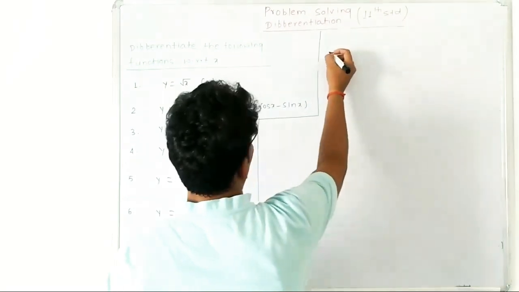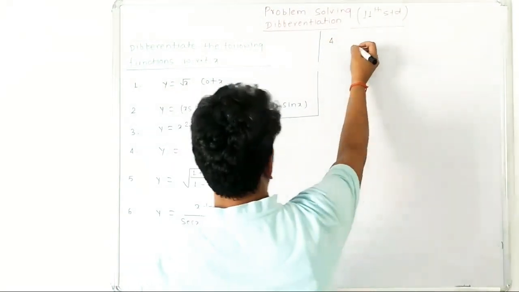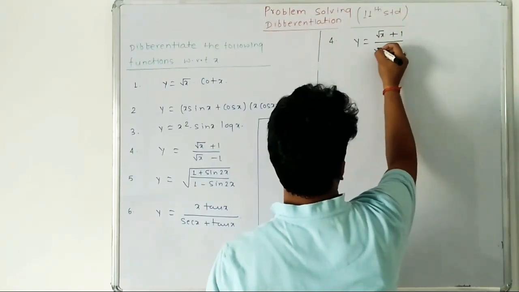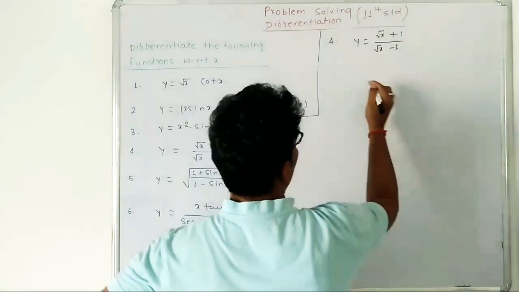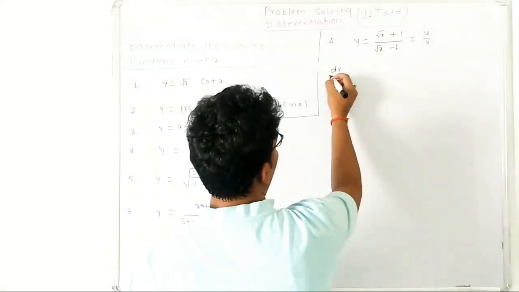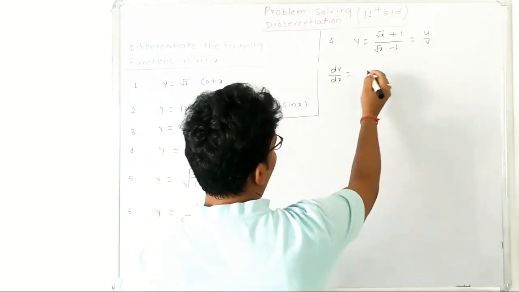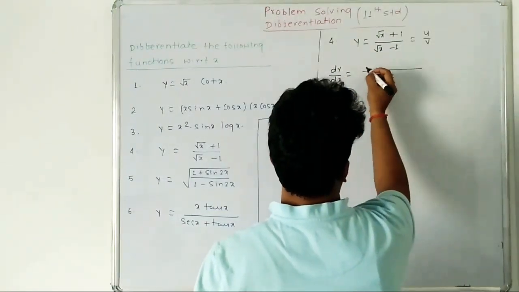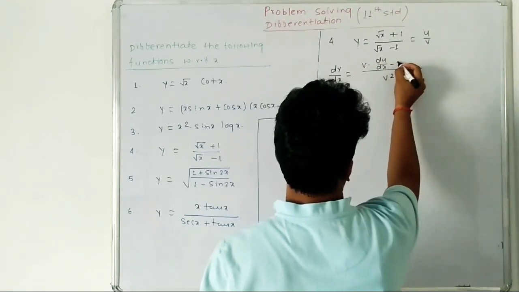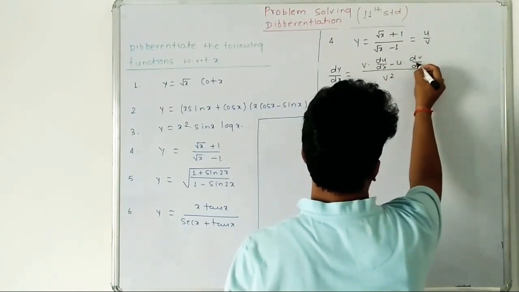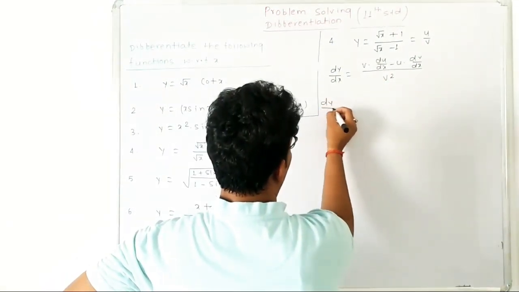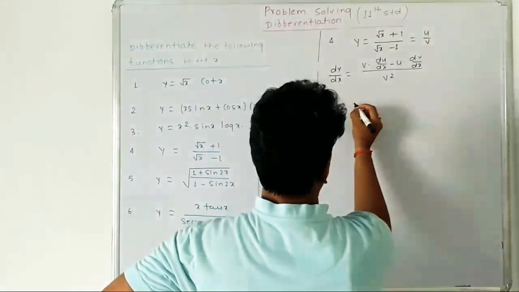Okay, coming on question number 4. What is this? y is equal to root x plus 1 by root x minus 1. So take this as u by v. First write the formula. dy by dx means, what is u by v? Derivative of u by v is, in the denominator v square, and in the numerator v into derivative of u, and minus u into derivative of v. Right? Write the derivative dy by dx is equal to v.